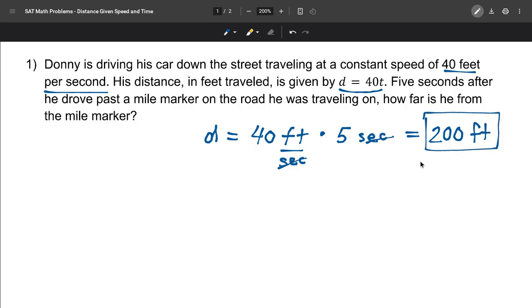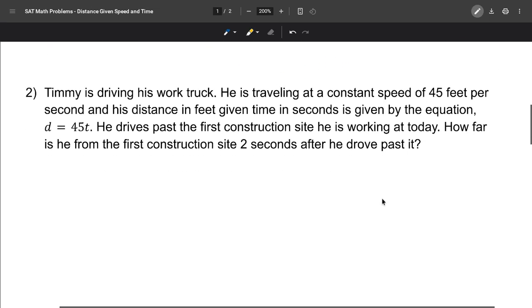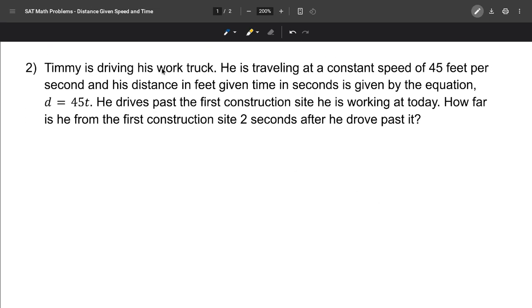All right, let's try another one. So Timmy's driving his work truck. He is traveling at a constant speed of 45 feet per second, and his distance in feet given time in seconds is given by the equation d equals 45t. He drives past the first construction site he's working at today. How far is he from the first construction site 2 seconds after he drove past it?